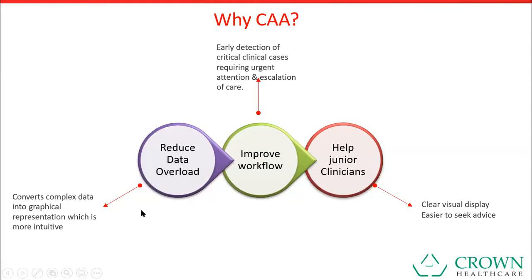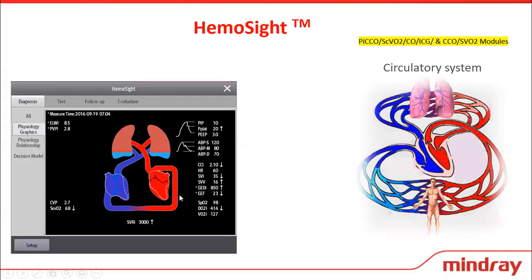So we'll start with Haemocyte. What is Haemocyte? It is a very intuitive interface tool that can integrate all the hemodynamic information that you're monitoring for your patient, to help the clinician or the caregivers have a clear and overall picture of what is happening to your patient.